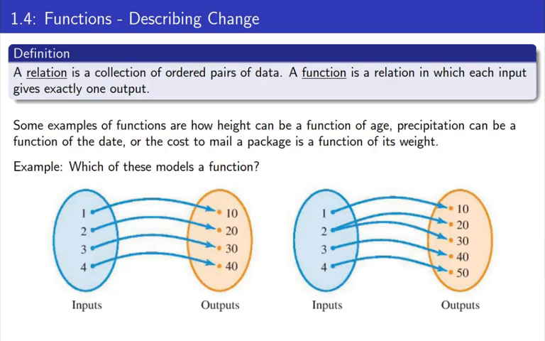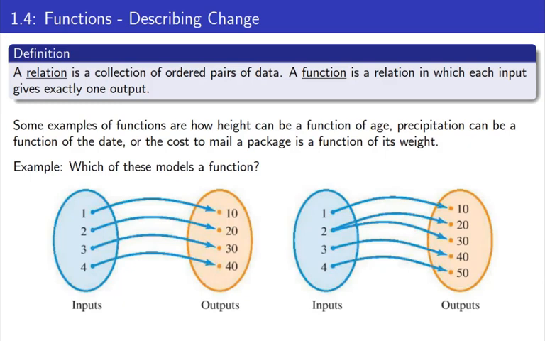In a function, we consider one set of coordinates as the input and the other set as the output, and we insist that when you take an input, you get exactly one output. So, some examples of functions. Height can be a function of age. So if you have taken measurements of a person's height given their age, then when you plug in their age into the function, you can find out their height.